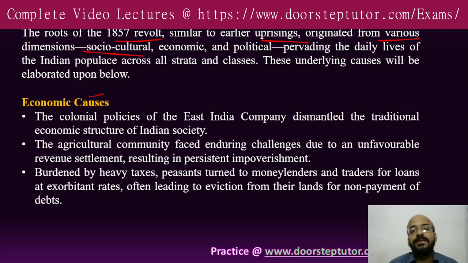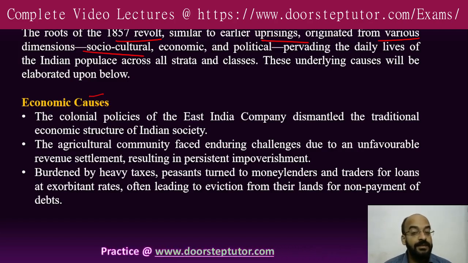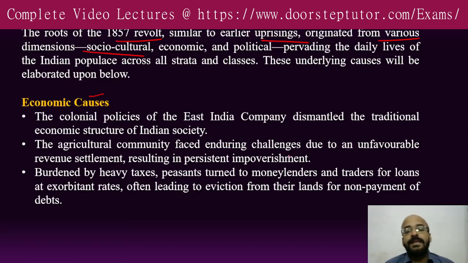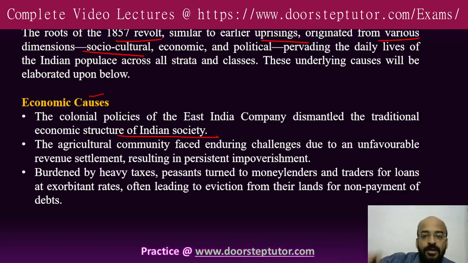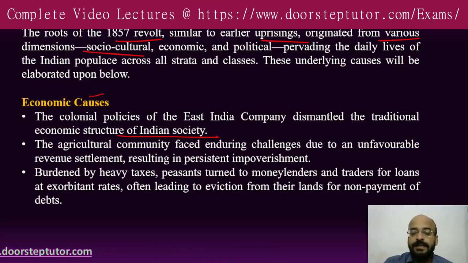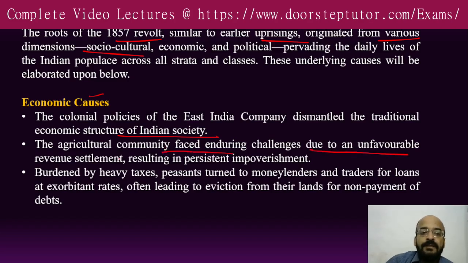The colonial policies of the East India Company, because the East India Company was still ruling and had shifted from the trading perspective to being the administrator, dismantled the traditional economic structure of Indian society. The economic society, which had traditionally gone on for thousands of ages, was now disrupted and dismantled by the Britishers. The agricultural community faced enduring challenges due to unfavorable revenue settlements, resulting in persistent imposition.